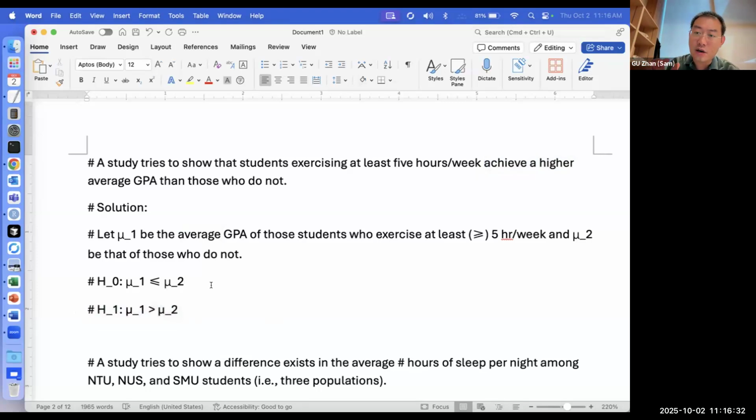Then the null hypothesis will be the opposite, mu1 less than or equal to mu2. Then we collect a sample to see whether we have sufficient evidence to reject the null hypothesis. If we have evidence to reject it, then we accept the alternative hypothesis, and the alternative hypothesis has been proved, which is of our interest.